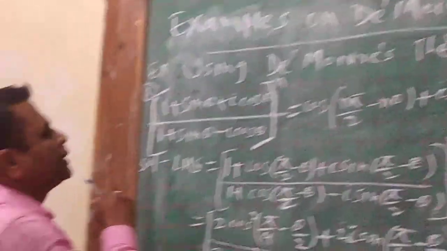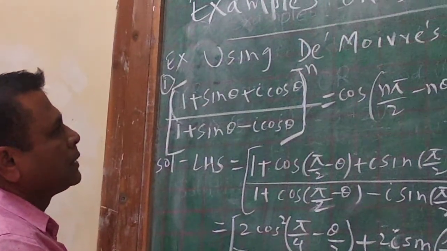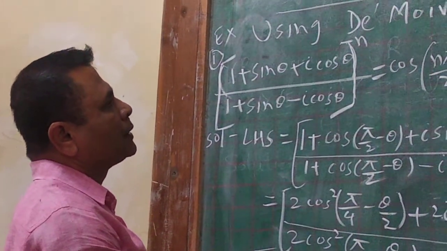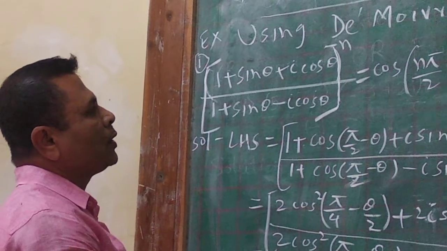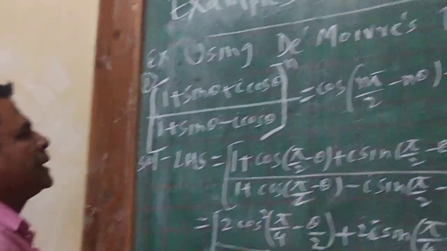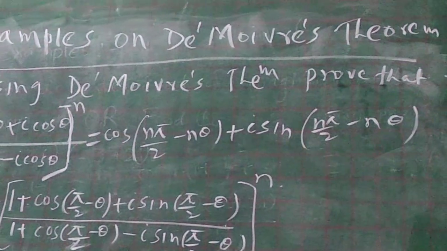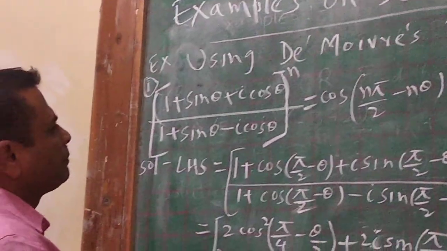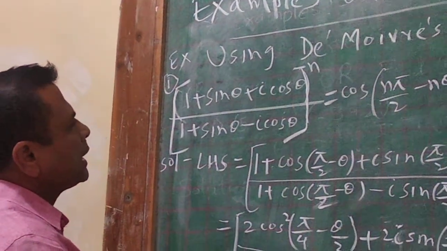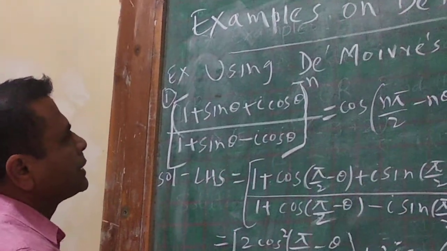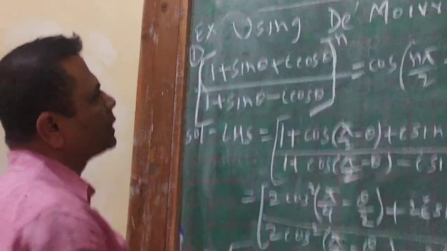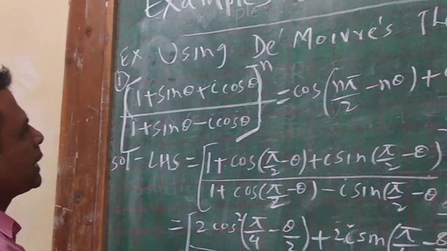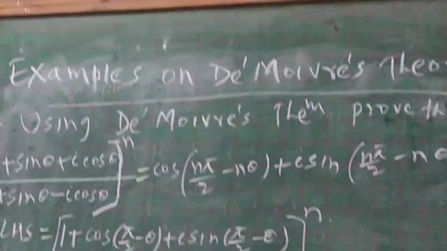In the last lecture we have seen De Moivre's theorem, the statement of which is: for all real values of n, (cos theta + i sin theta) raised to n is equal to cos n theta + i sin n theta. Also in the last lecture we have seen some examples on De Moivre's theorem. So continuing with the same, we will see some more examples on this De Moivre's theorem.